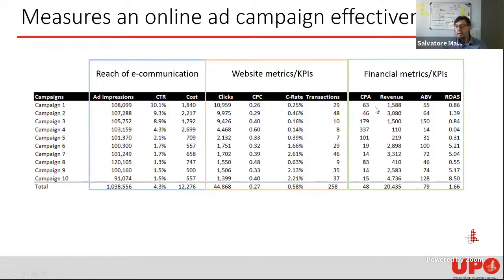As you can see here, guys, you spend 63 euros to acquire one transaction, but the average basket value is 55. So you're losing money. Here you spend 46 euros to acquire a transaction, and the average basket value for this campaign is 64. You make money. Here you spend 19 euros to acquire one transaction, and the ABV is 100. So it's a really good return on advertising spend.